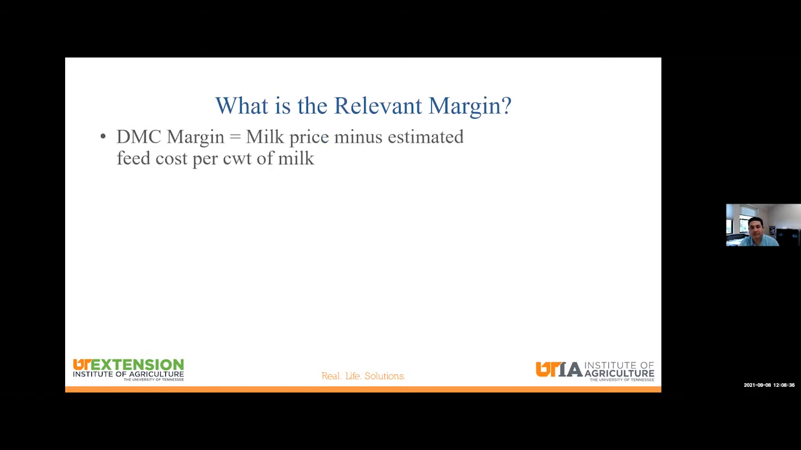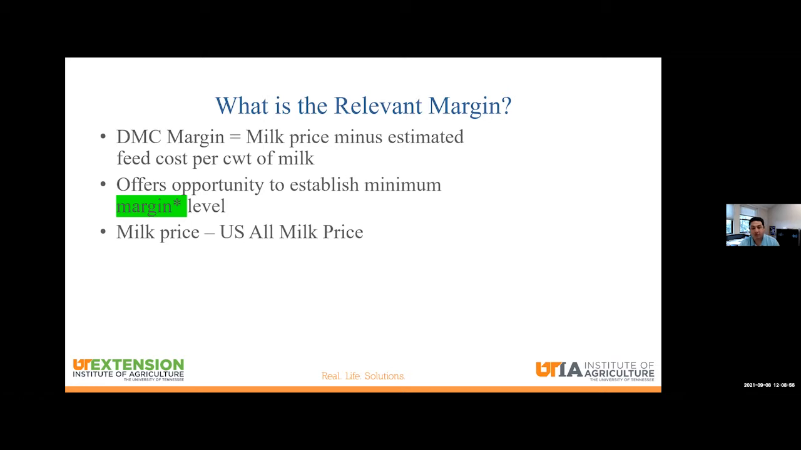And so we're going to get straight into it. I just talked about it in detail, so let's actually put it into practice and look at what the relative margin is. The DMC margin is the milk price minus the estimated feed cost per hundredweight of milk. This offers the opportunity to establish a margin. I put an asterisk and highlighted it: margin level.